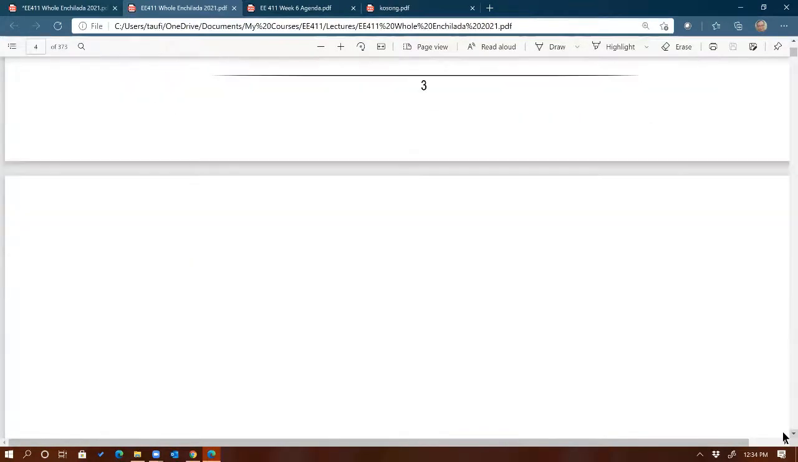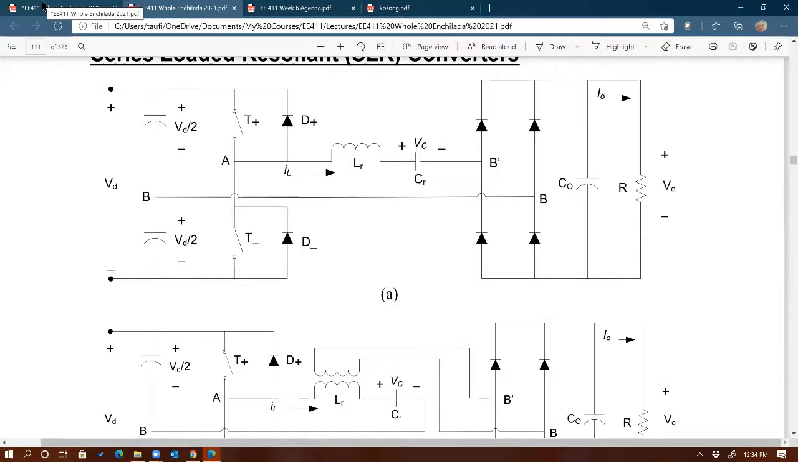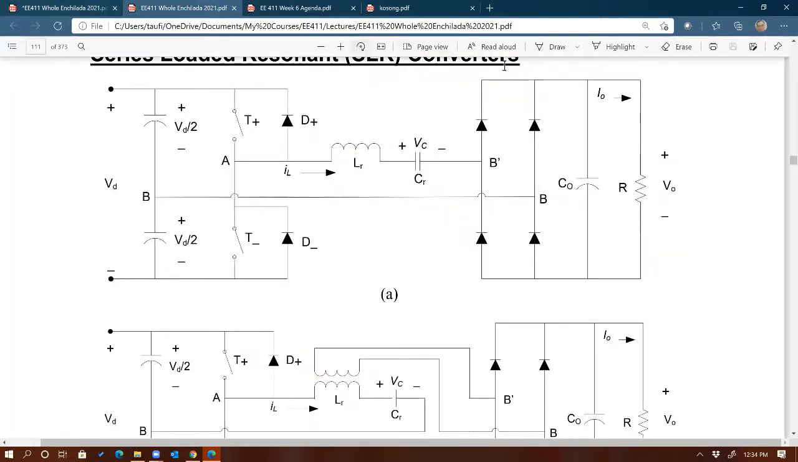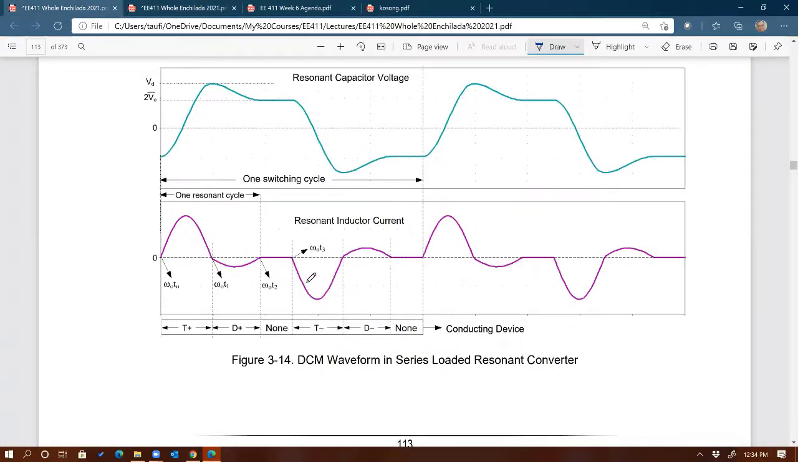Where is it? Right there. Okay, so here's the waveform, right? The top waveform is the resonant capacitor voltage waveform, the voltage across that cap right there. And the other one is the current through that inductor, the resonant inductor. So the bottom waveform is the current through the resonant inductor.